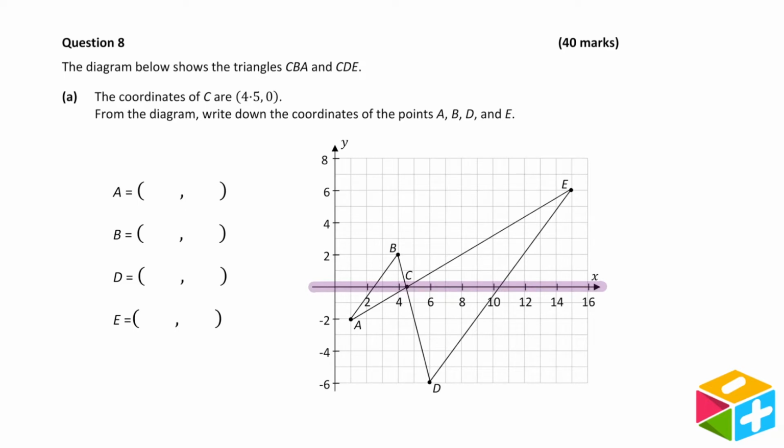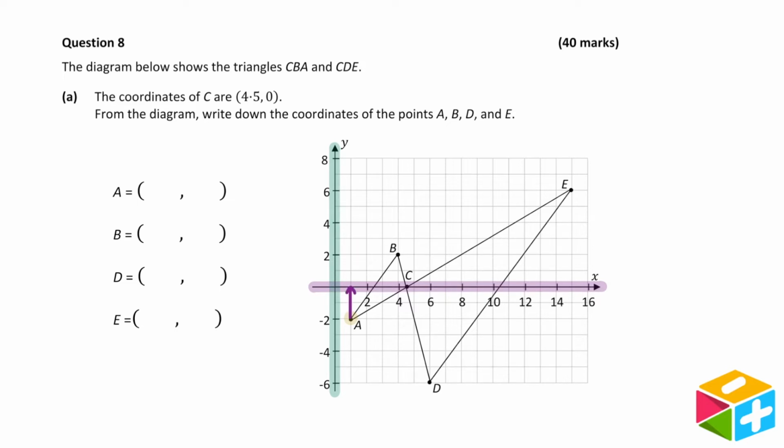In our diagram, the horizontal axis is labelled with X, and the vertical axis is labelled with Y. To find the coordinates of our points, we simply need to read off the values on these two axes. By convention, we always list the X coordinate first and the Y coordinate second. So let's start with point A.